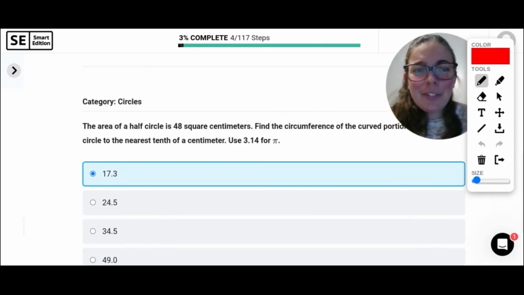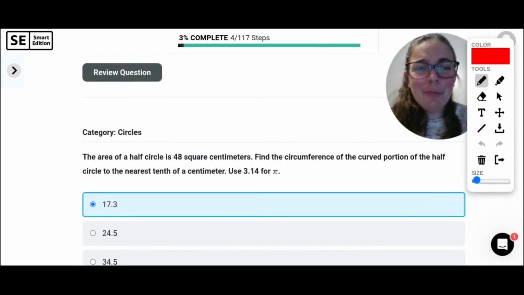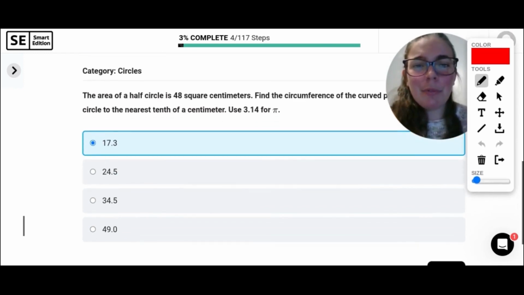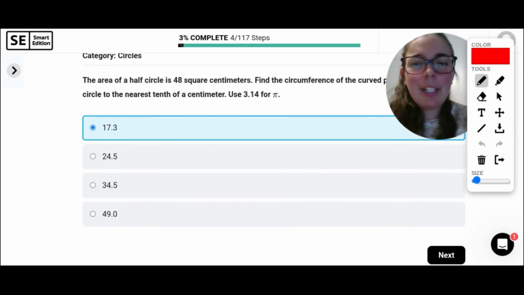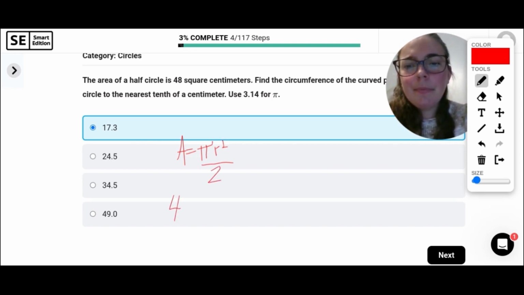All right, the area of a half circle is 48 square centimeters. Find the circumference of the curved portion of the half circle to the nearest tenth of a centimeter and use 3.14 for pi. So looks like we're going to need a couple formulas here. Area of a circle is pi times the radius squared. Because we are dealing with a half circle, we have to make sure that we divide this by 2. So let's plug in what we know. 48 is our area. Pi is 3.14, so it looks like we're going to solve for our radius, and then we can use that to help us find the circumference.